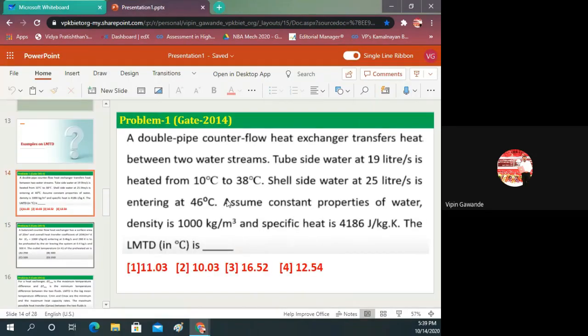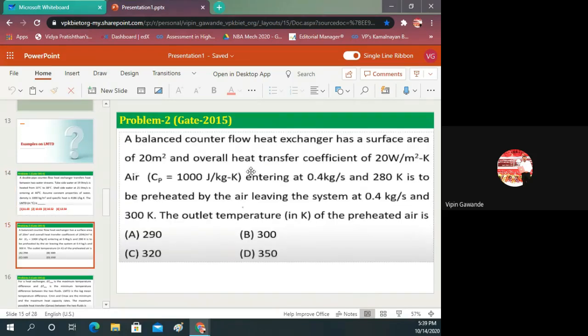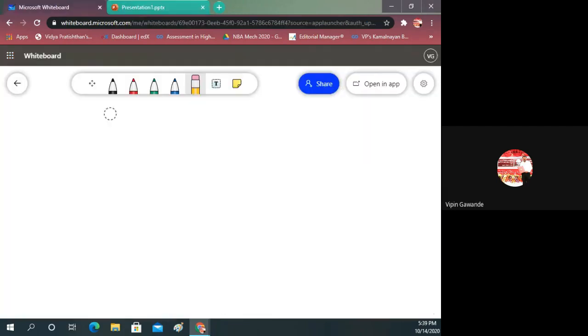Now let us go for the next problem. Okay, now just tell me. See, a balanced counterflow heat exchanger. The first sentence of the problem says counterflow heat exchanger. Whenever it says counterflow heat exchanger, draw the diagram for it. What is the counterflow? How to draw the counterflow heat exchanger? So counterflow heat exchanger is something like this.